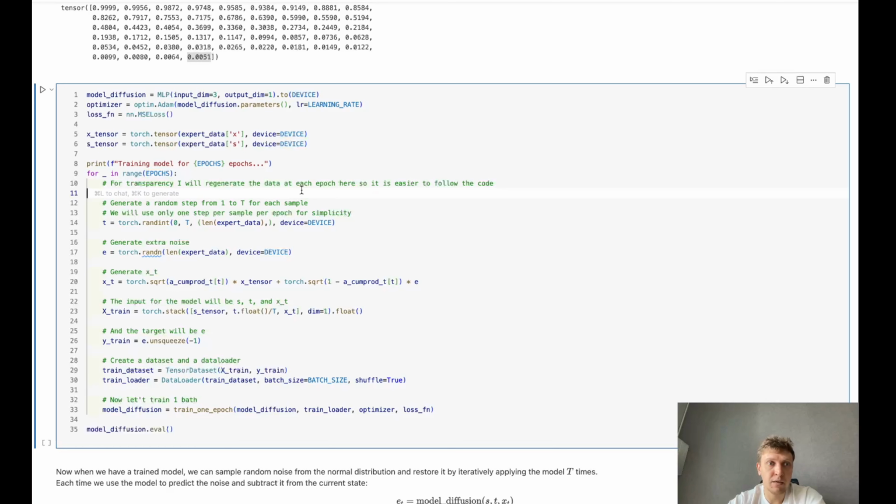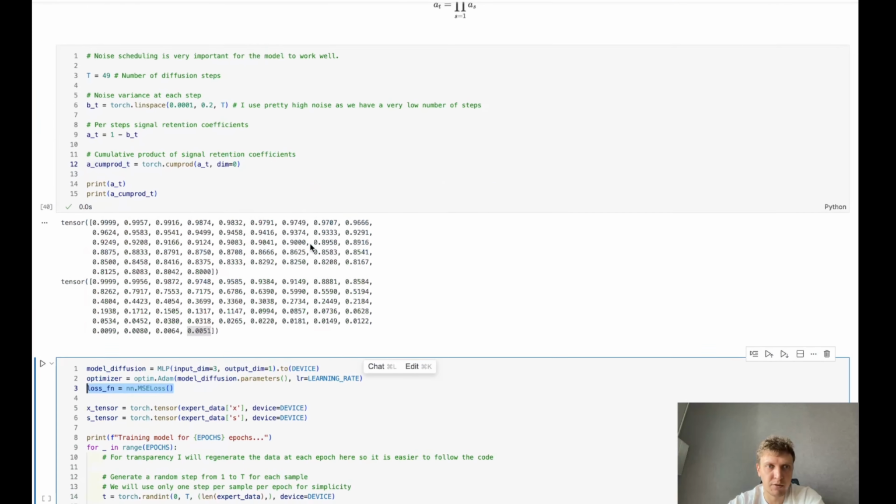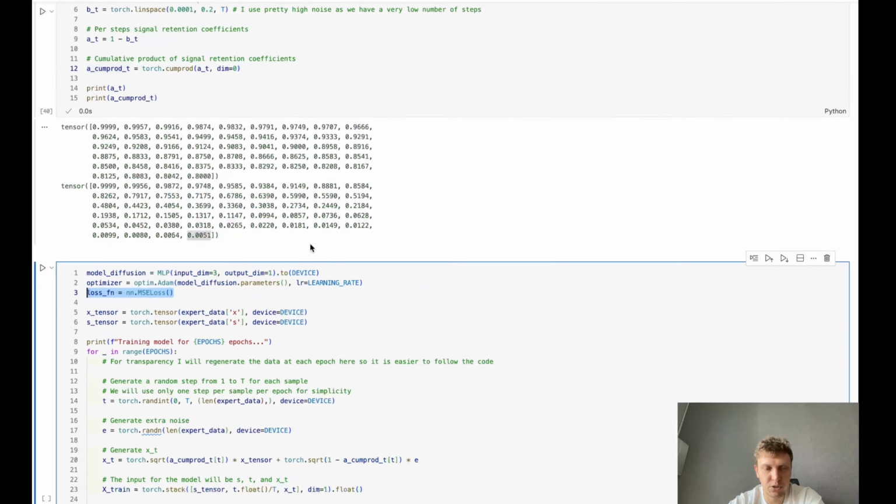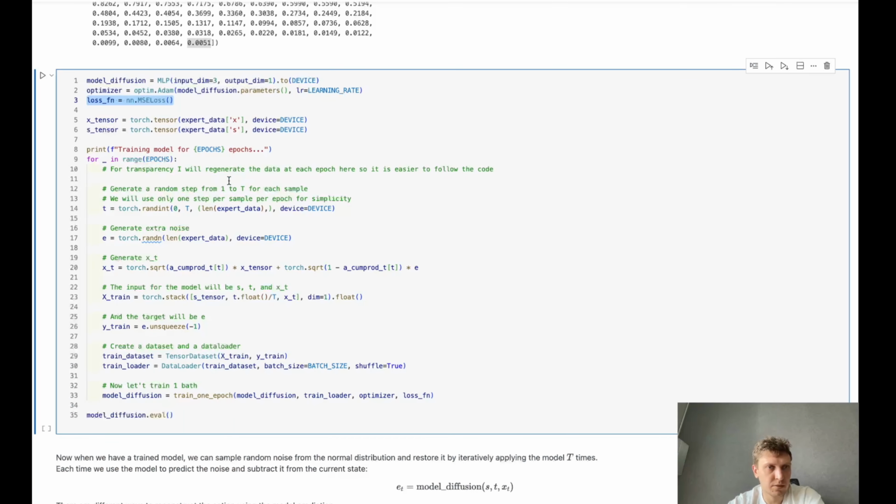And then I'm going to train the model. I use the same model, but now it uses 3 inputs. I will talk about it in a second. I use MSE Loss. So in this case, we can use MSE Loss. We shouldn't use MAE. If you use any other loss, you will break a lot of things in the logic, and it probably will not work. So make sure that you use MSE Loss.